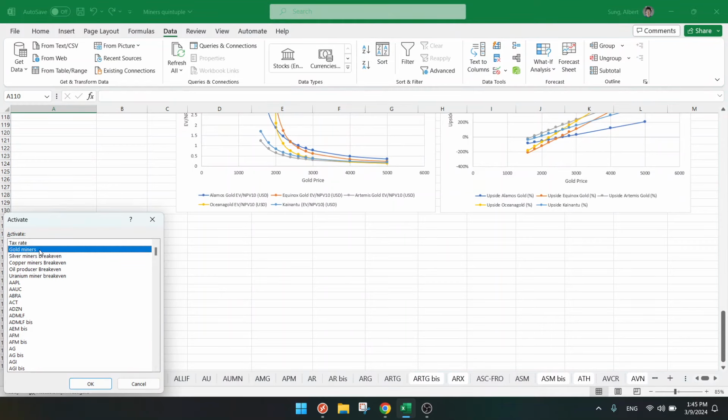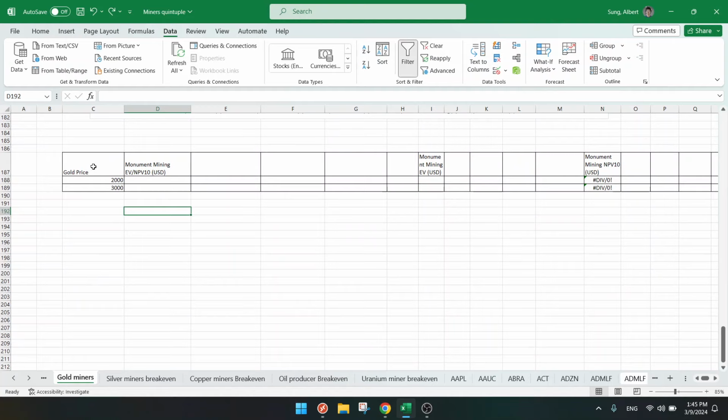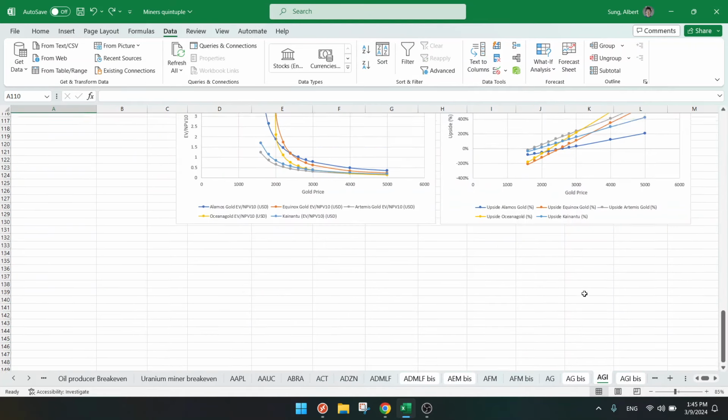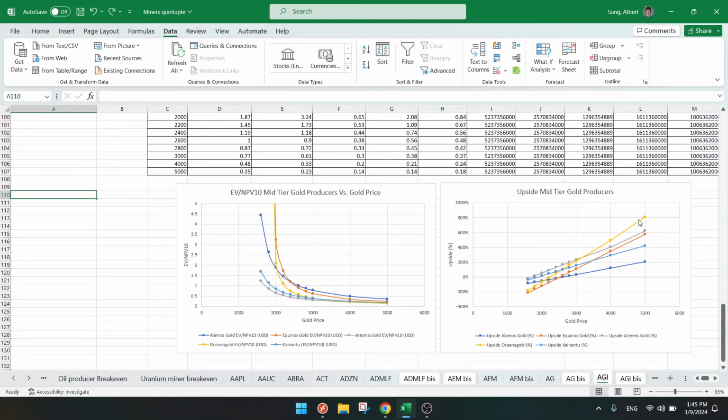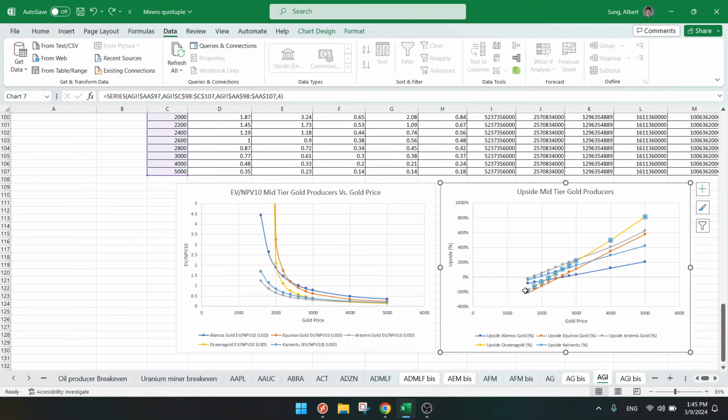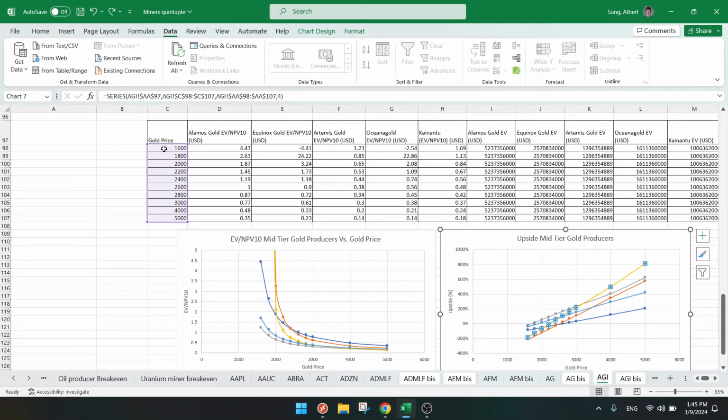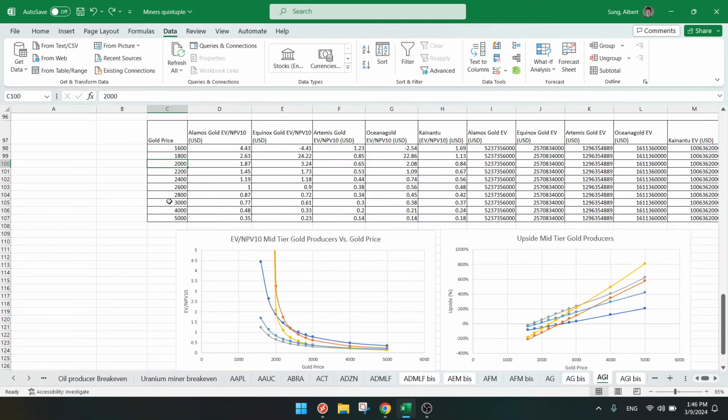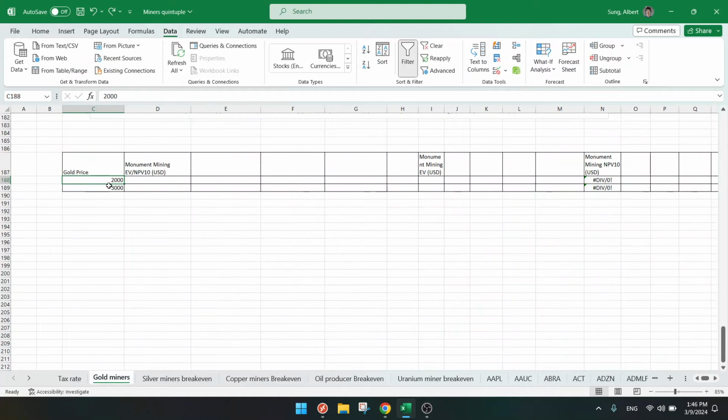I have started to create this here, and as you see from the chart here, you can see that the upside is a linear chart. So this is just a linear chart. I just need 2 data points, for example, 2000 and 3000 gold. Okay, so I just need 2 data points, and I'm going to choose 2000 and 3000. Let's automate monument mining in this video.